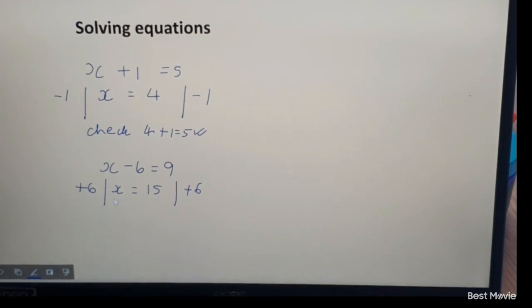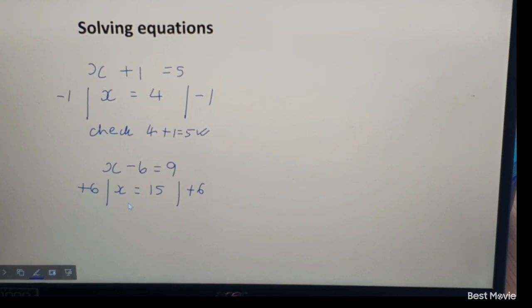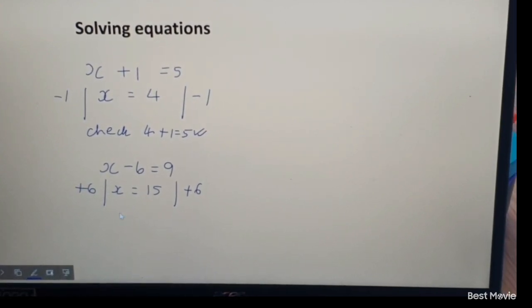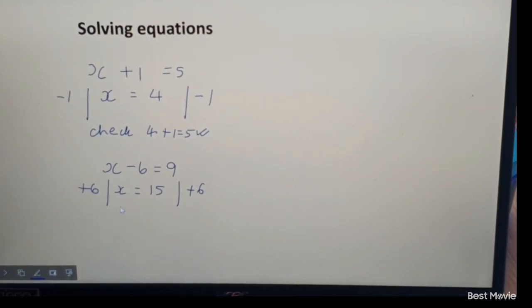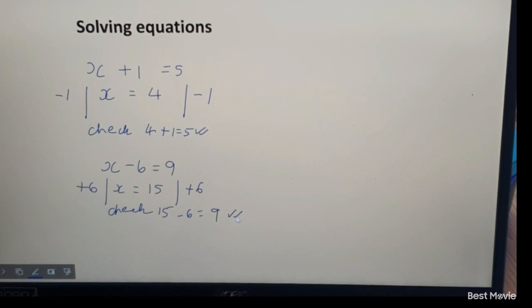So you may think, oh, this is looking really complicated. The reason why we need to do it this way is because it's the most efficient way. When the questions get a bit more difficult, you can still use this method and it will work and it will avoid errors in future. And you'll see that as we get onto the more challenging questions. So your check for this one is 15 take away 6 is equal to 9. So that is correct.